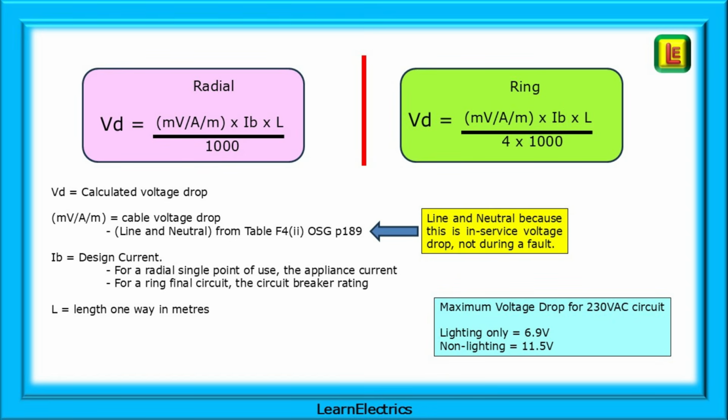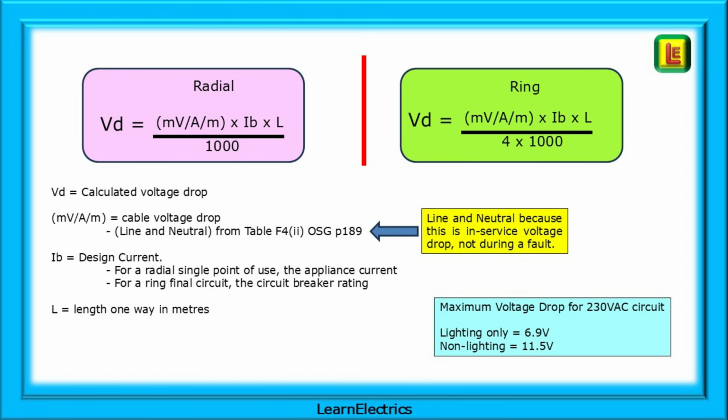To calculate the actual voltage drop, the expected value, we use two very similar formulas again, almost the same with just a tweak to account for parallel resistances in the ring circuit. In both cases, VD is the calculated voltage drop, what we calculate the voltage drop to be between the consumer unit and the point of use. mV/A/m, or millivolts per amp per meter, is the cable voltage drop for a particular cross-sectional area of copper conductor, and we can find the per meter value for different cables in table F4.2 in the On-Site Guide.